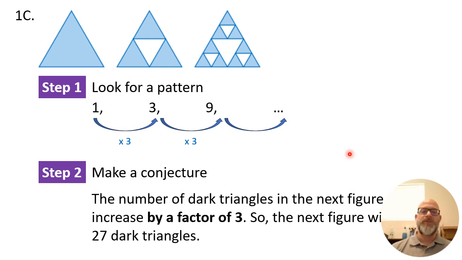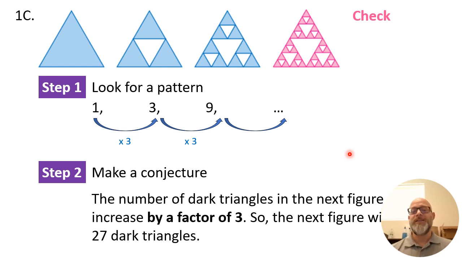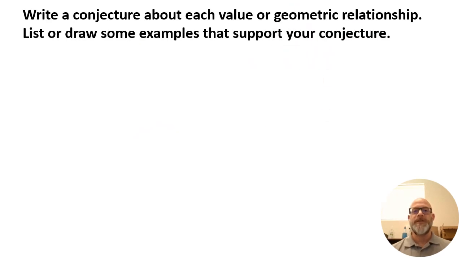Whenever we multiply by 3, we say we increase by a factor of 3. You might want to say that language out loud to yourself. So the next figure will have 27 dark triangles. How can we check this? Well, just draw the next triangle. Remember, each one of these patterns has 3. There's one of those up here. 1, 2, 3, 4, 5, 6, 7, 8, 9. 9 of those 3s will be 27. So perfect.